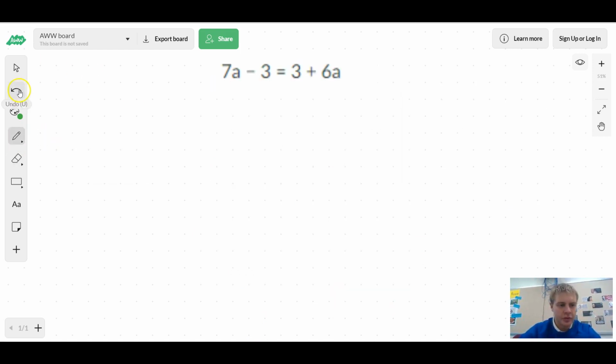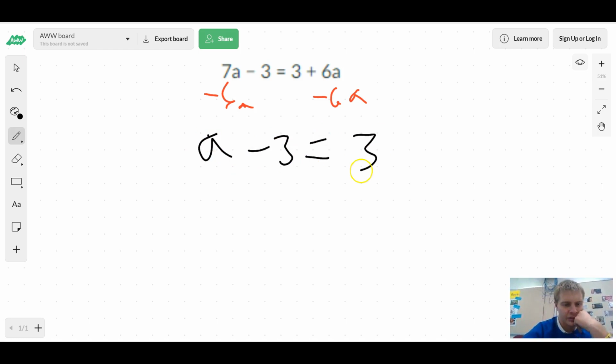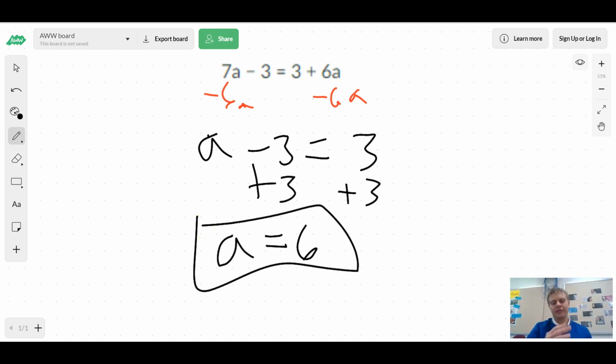Okay, let's solve this equation. First thing when you solve this equation is you want to get all the a's to one side. So I'm going to subtract 6a so that it's on one side. You could subtract 7a also. I just like to make sure that I get a positive number, so it makes it easier for me. Then I'm going to move the 3 to the other side. I'm going to get a is equal to 6. That would be my final answer.